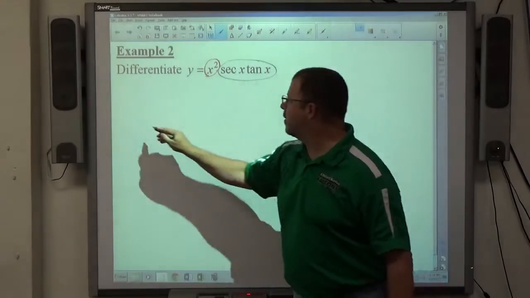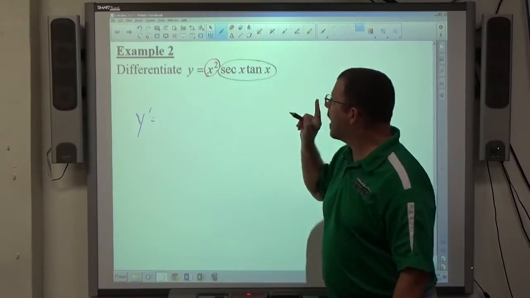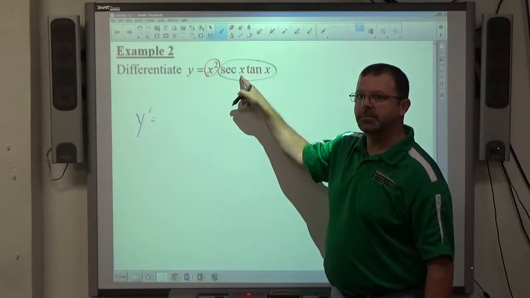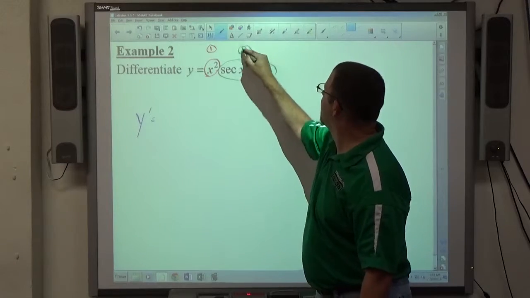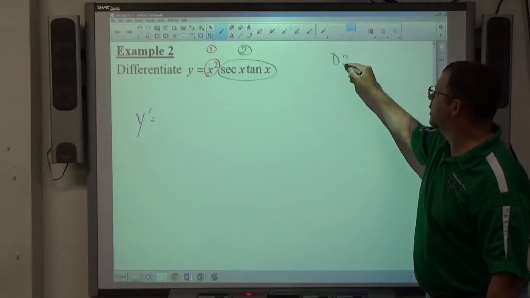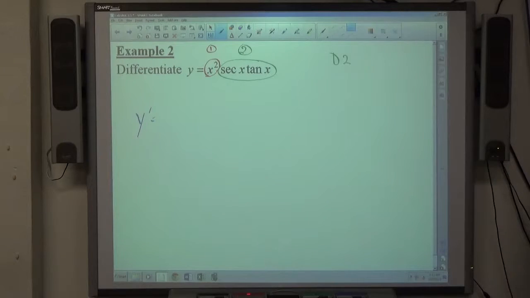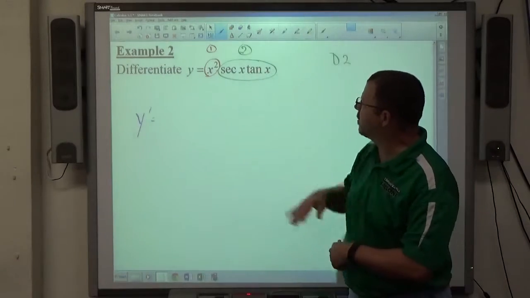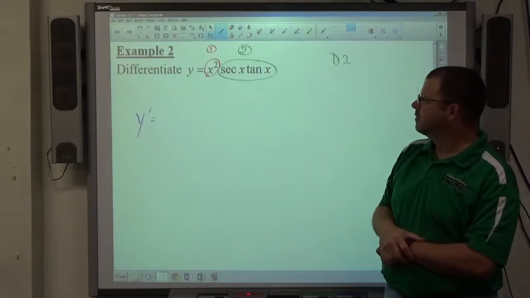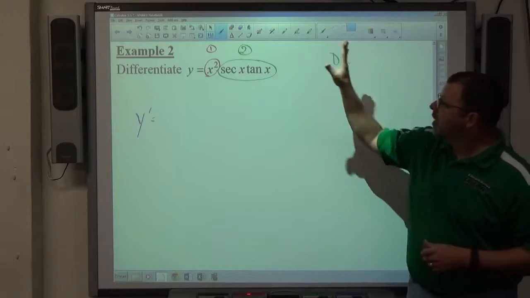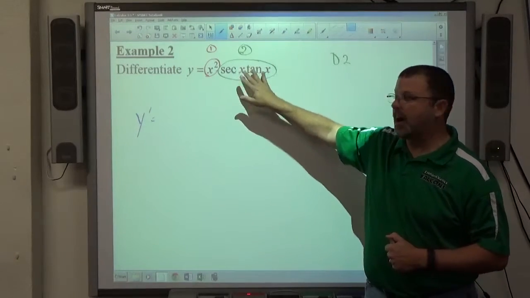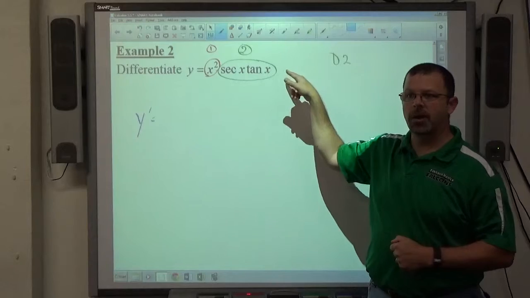So if I do y prime equals, now I'm supposed to do 1d2, right? Again, this is function 1, this is function 2. Let's imagine d2 real quick before I start writing it down. What type of structure is function 2 here? Is it a polynomial? Is it a product, a quotient? It's a product, okay? So to find the derivative of function 2, we have to do the product rule, right?